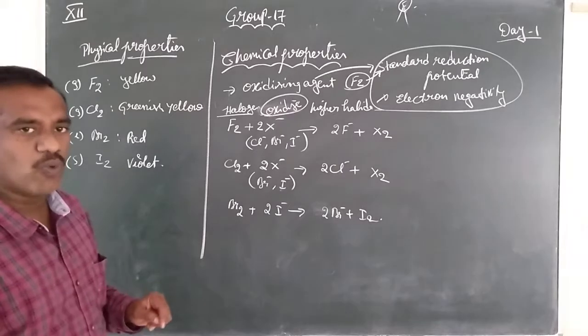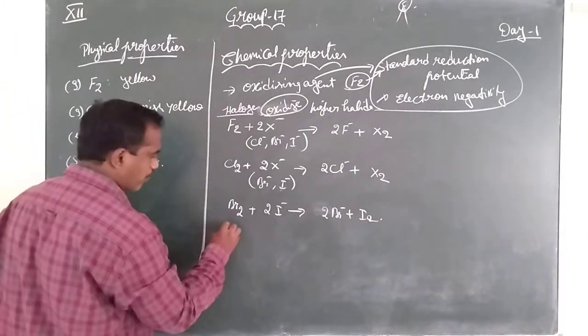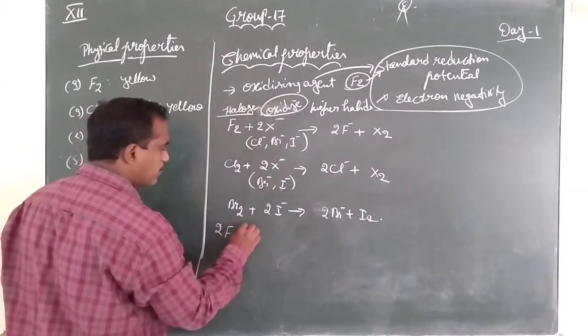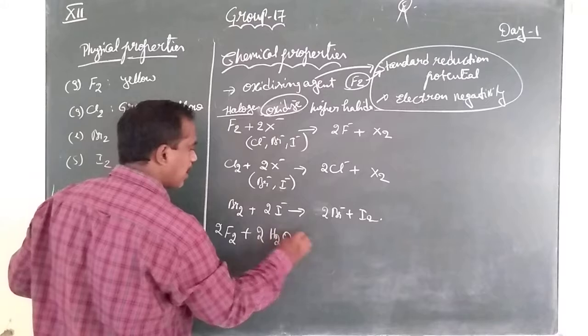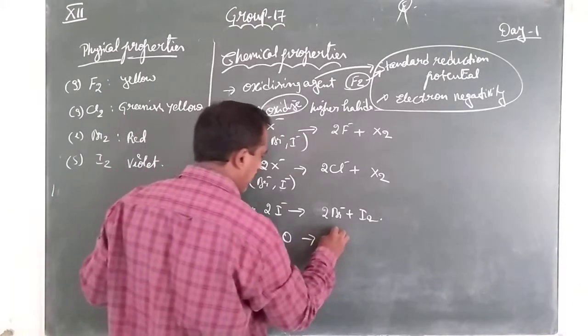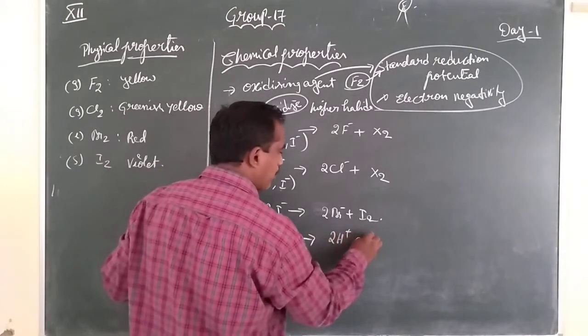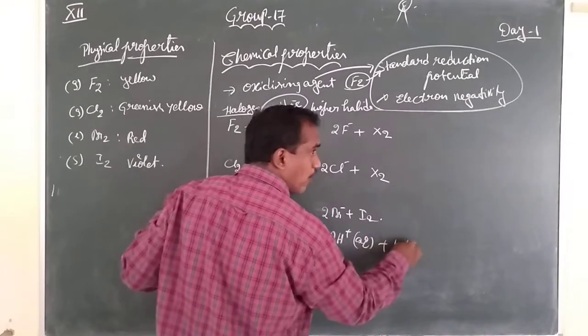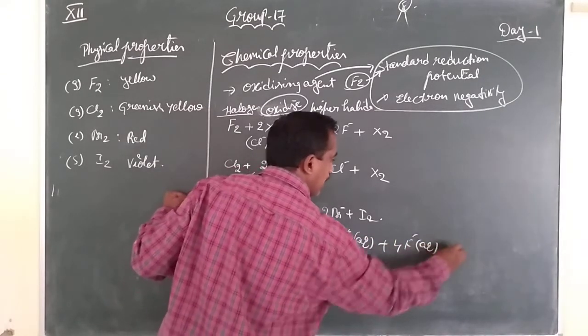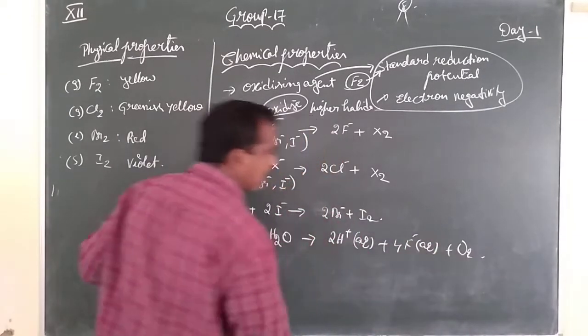And this reacts with water. Fluorine reacts with water to form the corresponding products. How many hydrogens are there? Four are there, no? 4 H plus ions it will form, and 4 F minus ions it will form. Along with that, it will release oxygen.